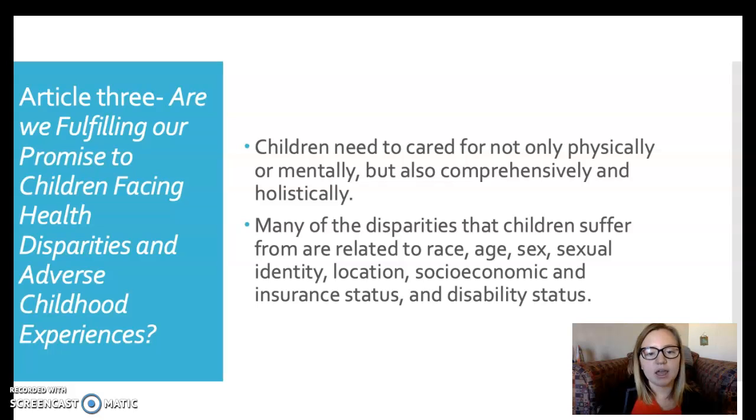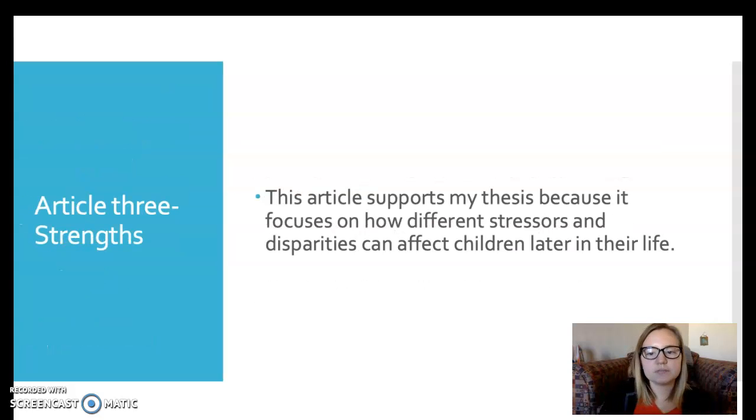Childhood Experiences? And this article focuses on the children's needs and how the disparities are affected in their lives. Children need to be cared for not only physically or mentally, but comprehensively and holistically. Many of the disparities that children suffer from are related to race, age, sex, sexual identity, location, socioeconomic status, insurance status, and disability status. This article supports my thesis because it focuses on how different stressors and disparities can affect children later on in their life.